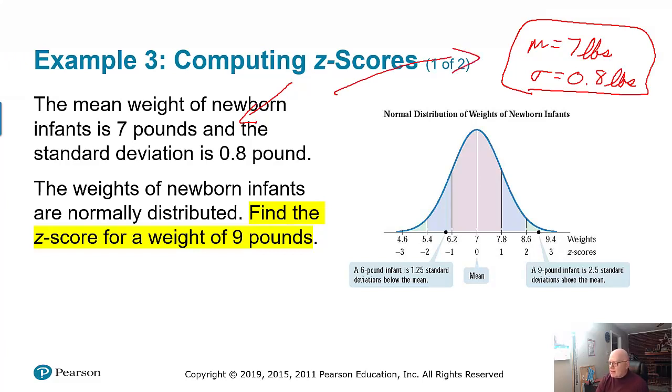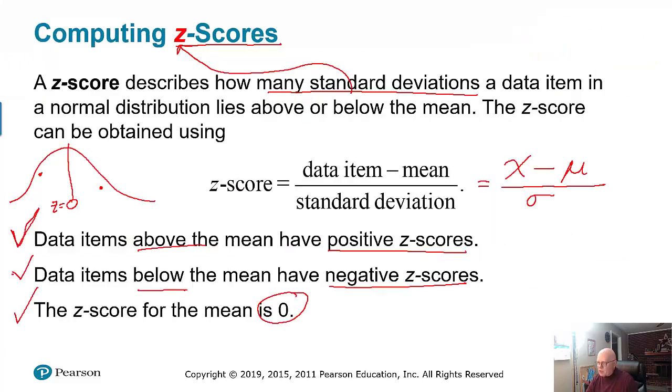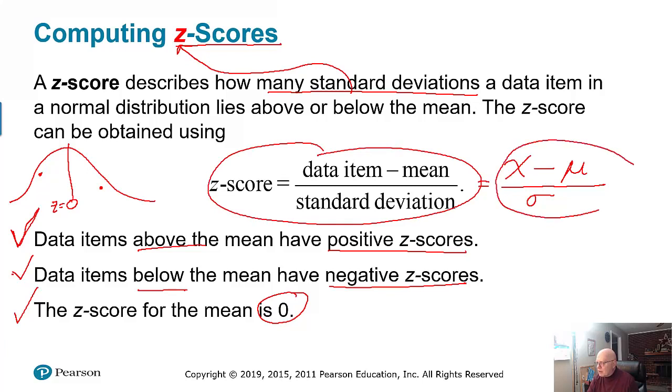Now it says the weights are normally distributed. That means we know a lot about them already. You want to find the z-score for a weight of 9 pounds. Well, first of all, that's above 7 pounds, so it's going to have a positive z-score. Now, how do we calculate it? Let's sneak back here a second. This is how you calculate it. I prefer to remember this one.